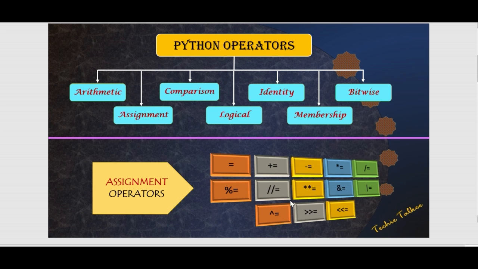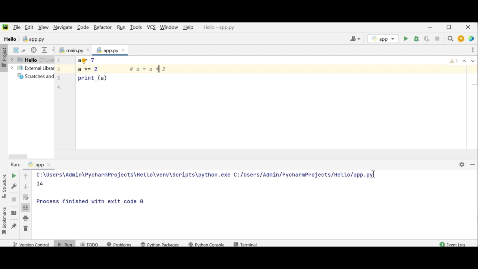The next assignment operator that we have is slash equal to. So slash is nothing but the division operator. So if I give a slash equal to 2, it means a equal to a by 2. If I execute this code, I can see 3.5 being printed because 7 by 2, and the result will be the quotient of the division.